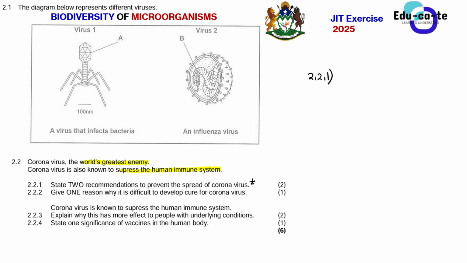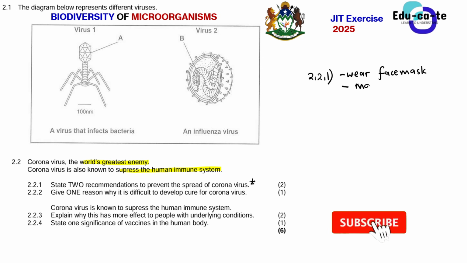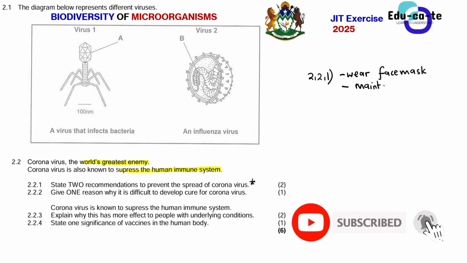So the first thing you can do is to wear face masks. This is just too obvious because you guys lived through this period whereby you wore face masks. So you can wear a face mask. And also, for you to prevent the spread of the COVID-19 virus, you can also maintain social distance as well. So you can maintain social distance.